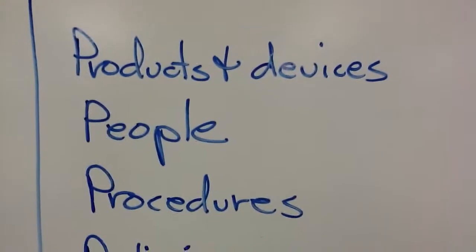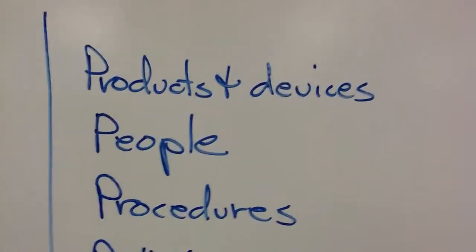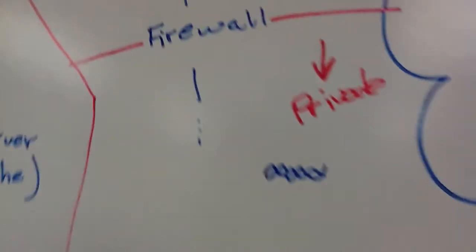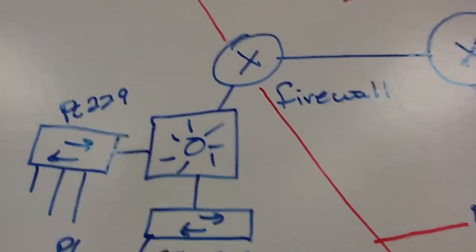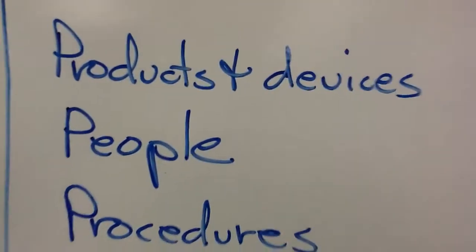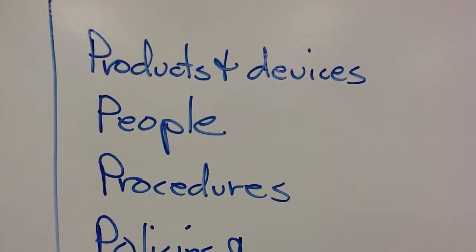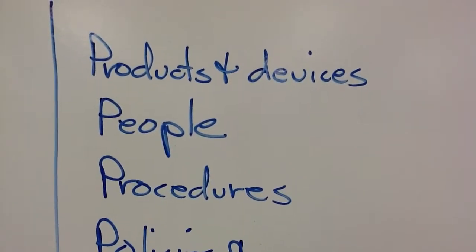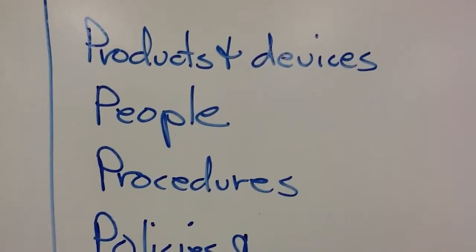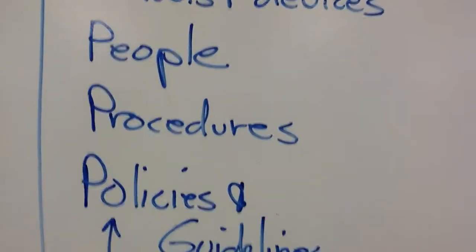How do we do that? We have products and devices. We'll talk more about those later, but a simple example, here at the college we have a device called a firewall that monitors information coming in and out of the internal network. You have products like you can run a piece of software on your computer, firewall software, you can run virus software, all kinds of products to help us secure things.